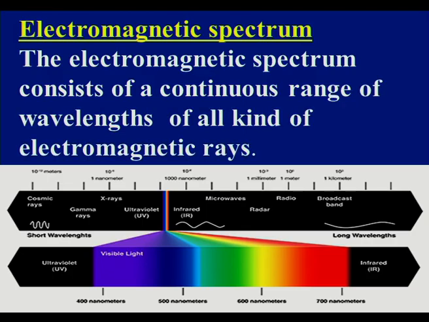The next topic is the electromagnetic spectrum. Children, do you know what is the electromagnetic spectrum? The electromagnetic spectrum consists of a continuous range of wavelengths of all kinds of electromagnetic rays. In the diagram you can find cosmic rays, gamma rays, X-rays, ultraviolet rays and visible light, infrared waves and microwaves, radar waves and radio waves and broadcasting waves. So, different types of waves you can find in the electromagnetic spectrum. Simply it is a collection of all kinds of electromagnetic radiations.